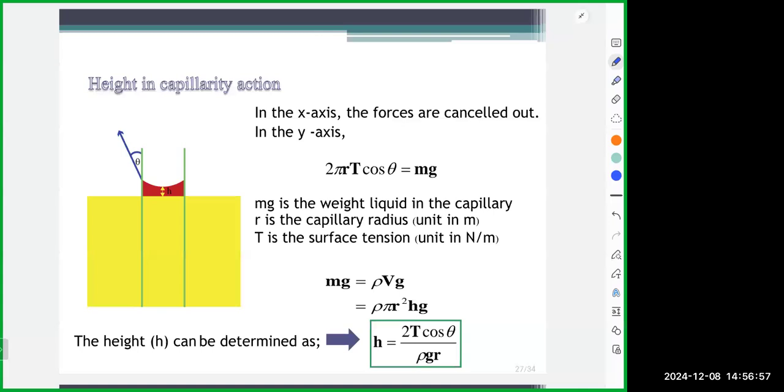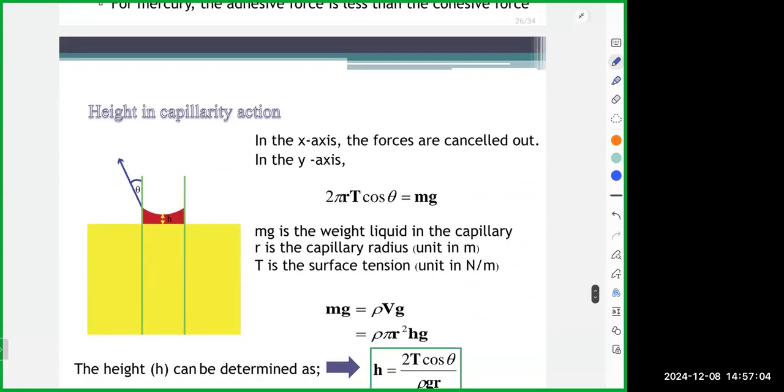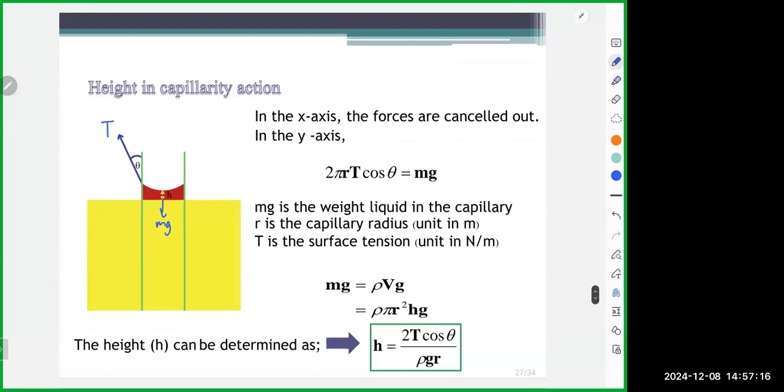For this case, it's about the effect of adhesive force being stronger than cohesive force. Here is the tension force from the capillary action. But because right here it's only the cross section, you have to make it into 3 dimensions.